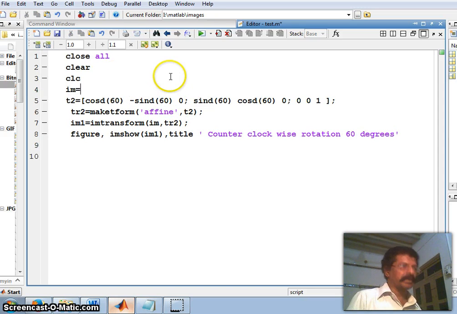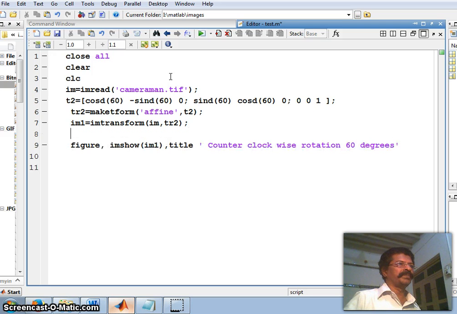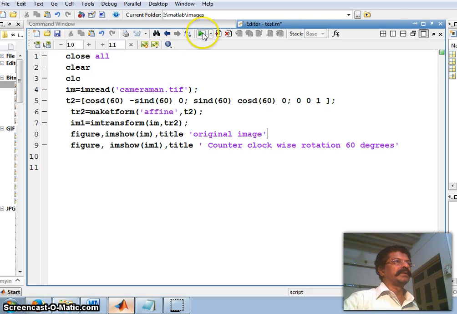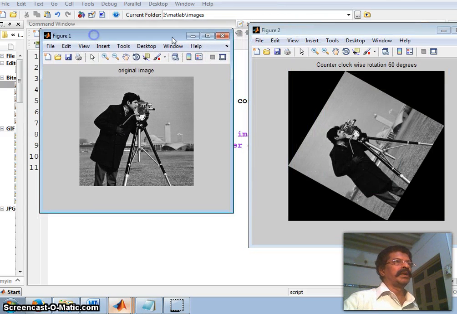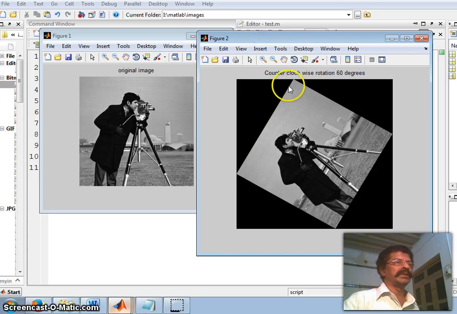I have not taken the image, therefore I will read the cameraman.tiff image, and let us show the image also. Figure, I show the actual image, and let us give the title, this was the original image. Right, let us run this and see. This is my original image and this is rotated 60 degrees in the counterclockwise direction.